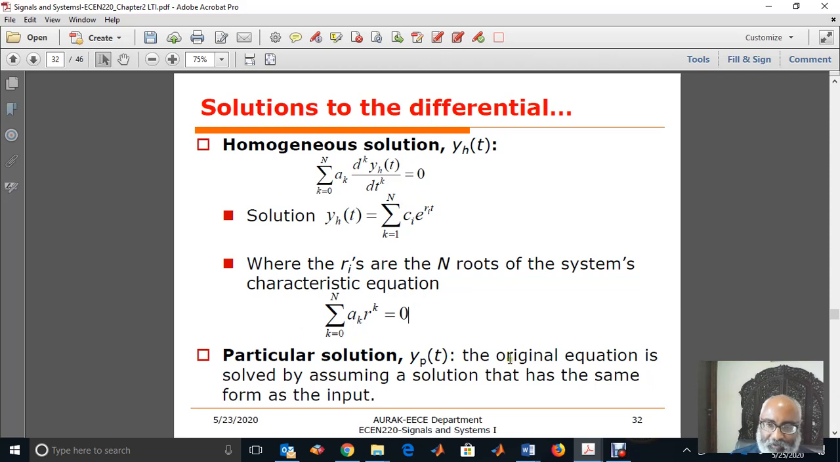The particular solution will have the form of the input, as we said. If the input is a unit step, it will have the unit step form. If the input is an exponential function, it will have exponential form. And if the input is a sinusoidal function, it will be a sinusoid form.